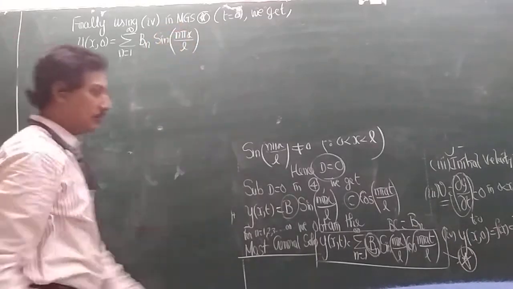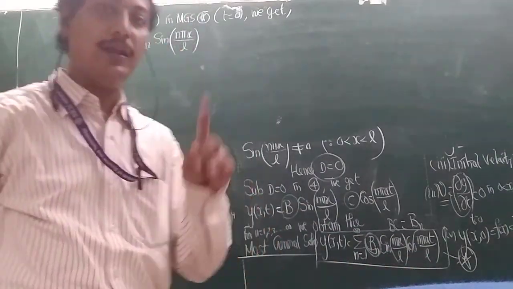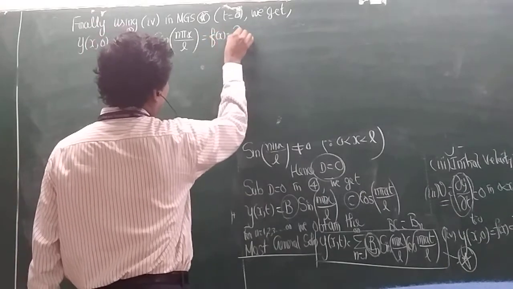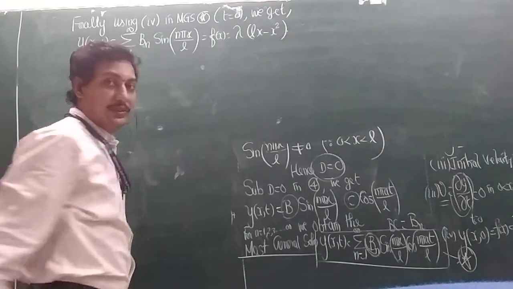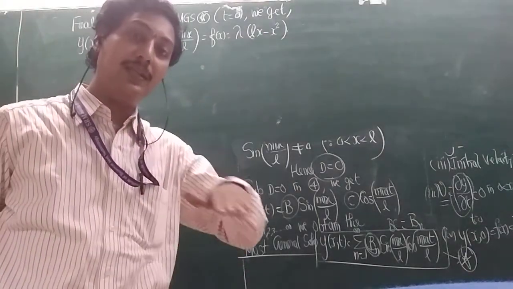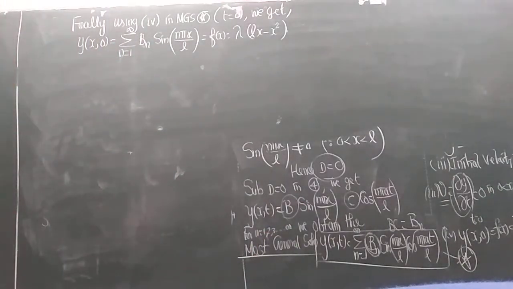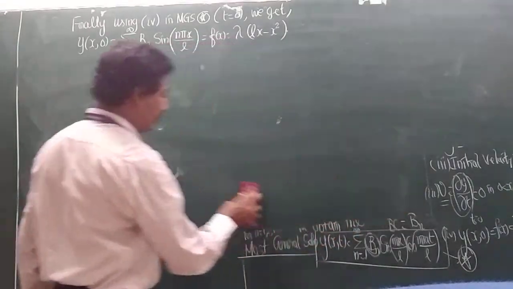What about putting t equal to 0, cos 0? What is the cos 0 value? 1, which is equal to the given displacement function lambda into Lx minus x square. This is the only non-zero condition. The non-zero boundary condition is always kept for the last case. Understand? Okay.